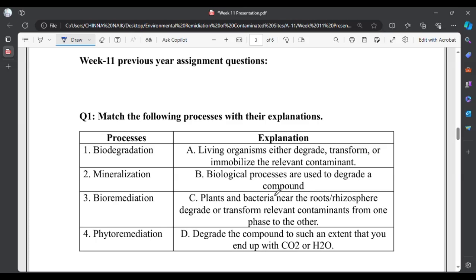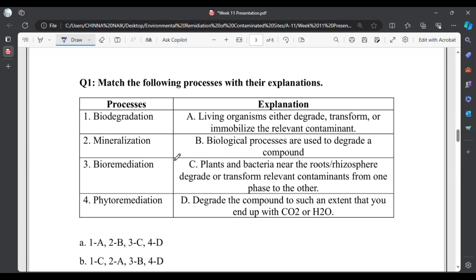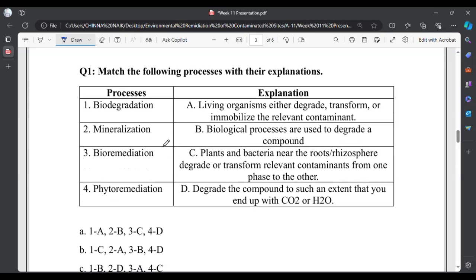That is the week 11 assignment, a previous year question. Coming to the first question: match the following processes with their explanations. They gave different processes: bioremediation, biodegradation, mineralization, and phytoremediation. We have to match the correct option for these processes and explanations. So biodegradation. What is biodegradation? Anyone please?